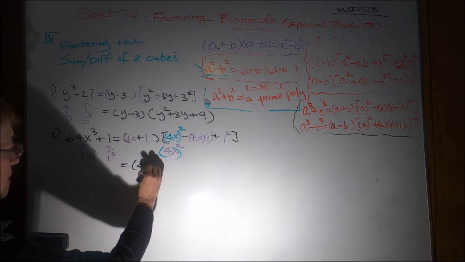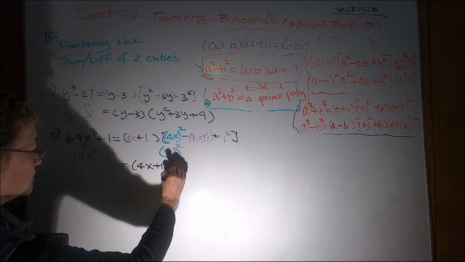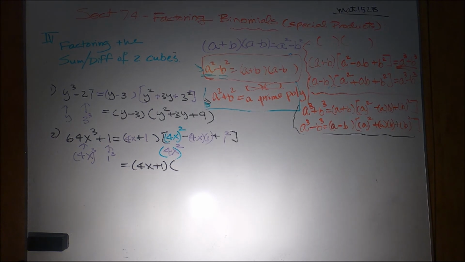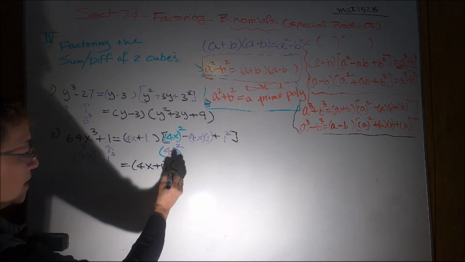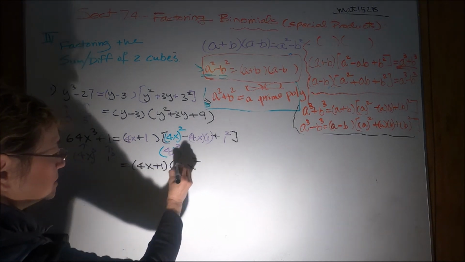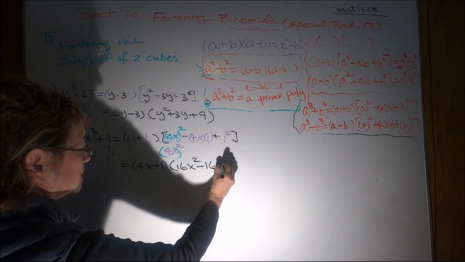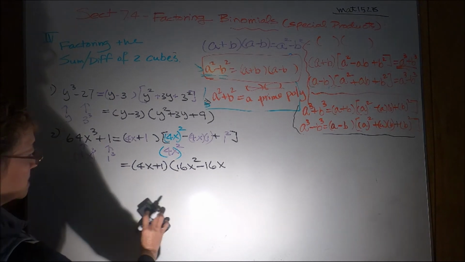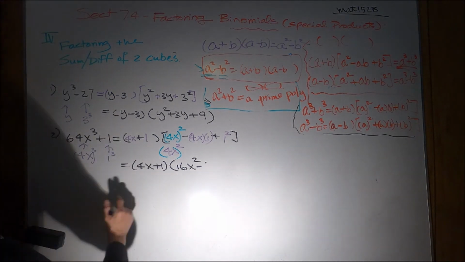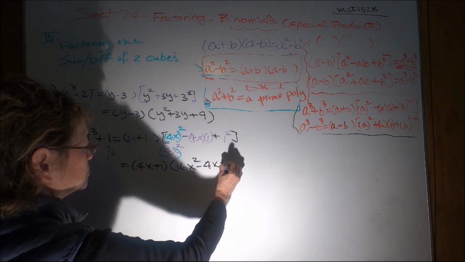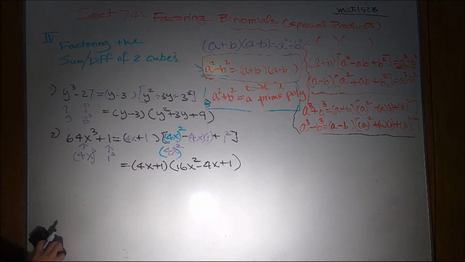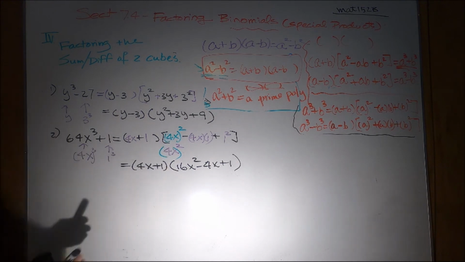So your answer should be spelled out. (4x) squared would be what? Actually, it's 16x squared, right? Minus 16x, oops, not 16 anymore here. Should be 4x plus 1. That would be your answer. That's where you usually make mistakes.